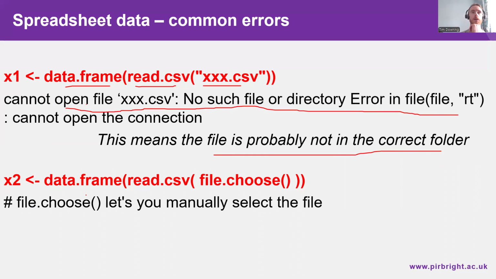And then we have our second part here. We have data frame read.csv for file choose. This is a nice way of manually selecting the file. It's probably an easier way if you're new to it.